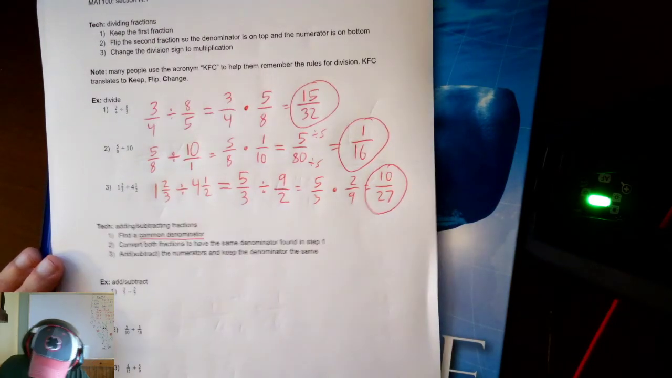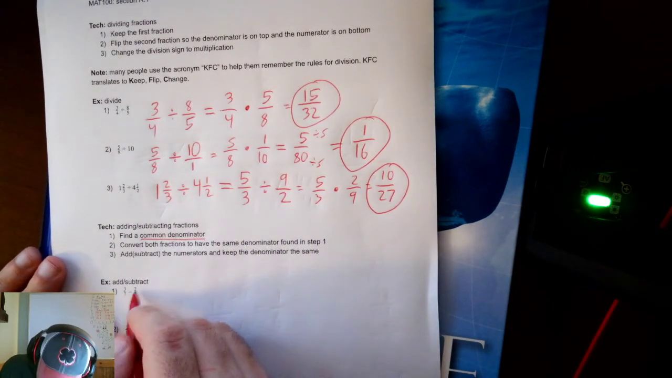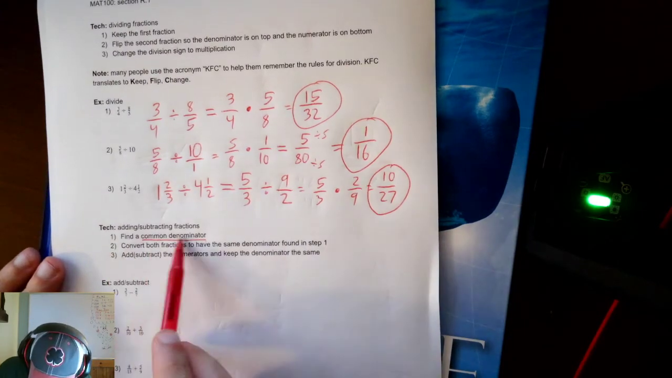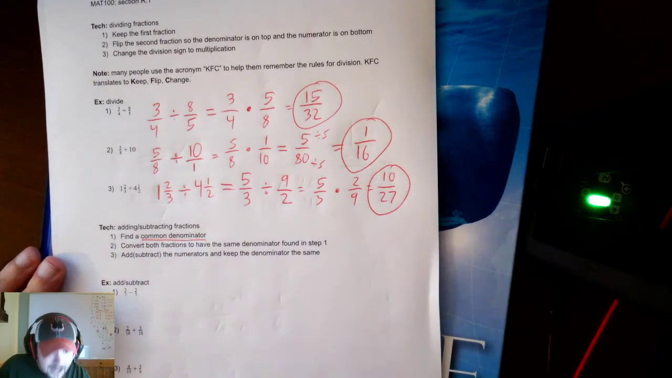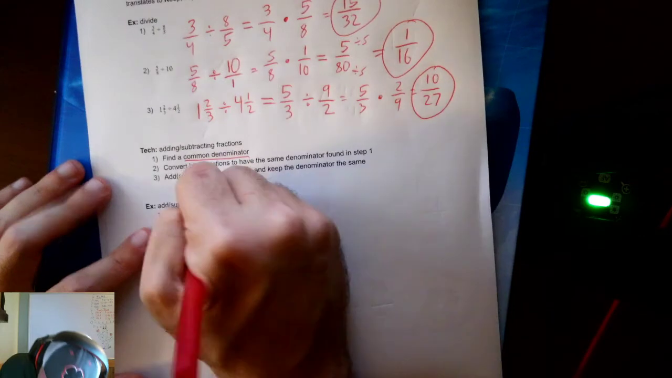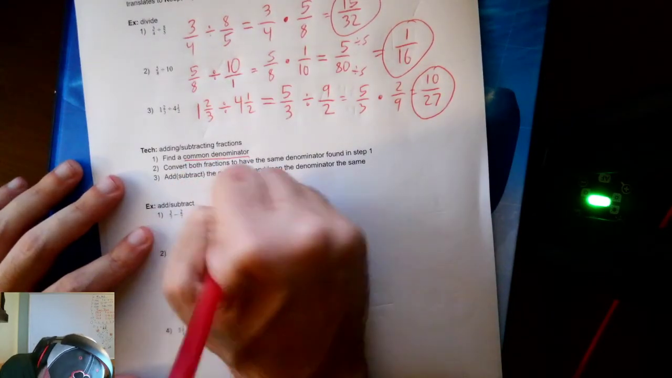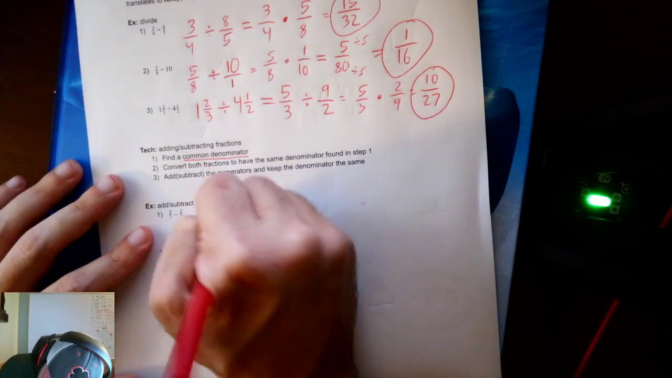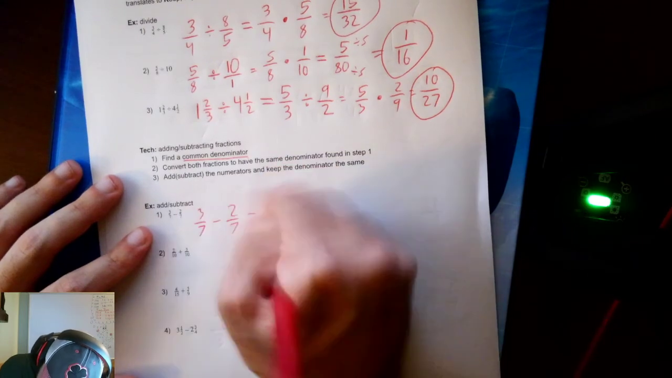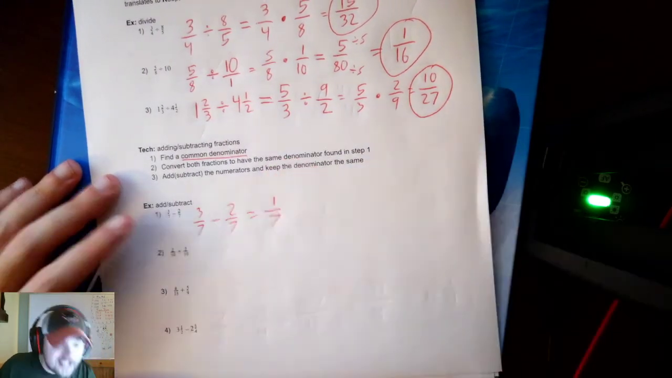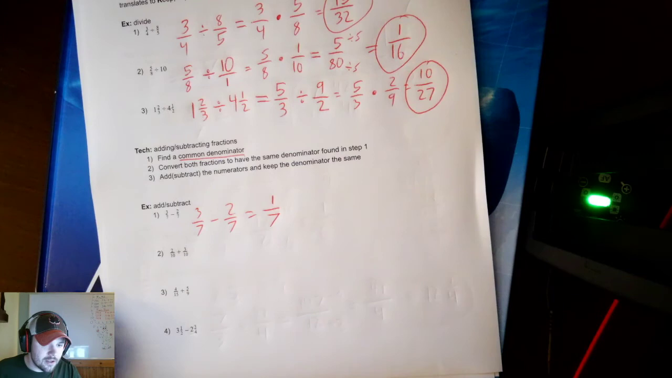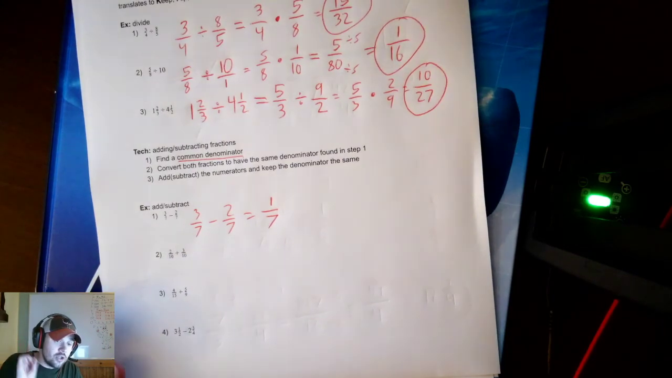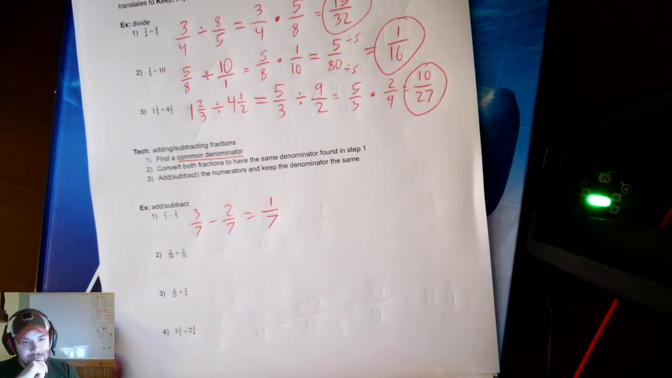All right, so 3/7 minus 2/7. Hey, common denominator. They both got 7. I don't have to find a common denominator. I have 3/7 minus 2/7. 3 minus 2 is 1, and I keep the denominator the same. It does not change the denominator. You only subtract in the numerators. Denominator stays the same. So that's the first example.